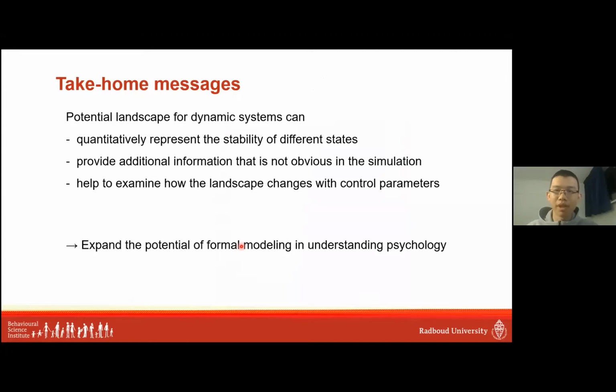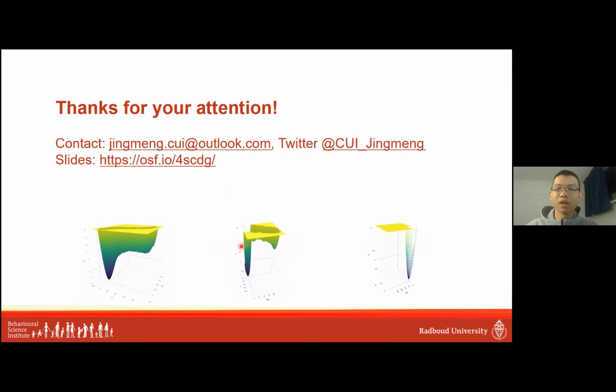So in summary, our take-home messages are that it is possible to make a potential landscape for complex psychological systems. And with the help of it, we can quantitatively calculate the stability of different psychological states. We can get additional insights and inferences from the formal models, which are not directly obvious or observable from the simulation results. And we can also examine how the stability of the states changes with the control parameters. Having potential landscape in our toolbox, we can make better use of formal models in psychology and expand their inference potential. So that's all for this presentation.